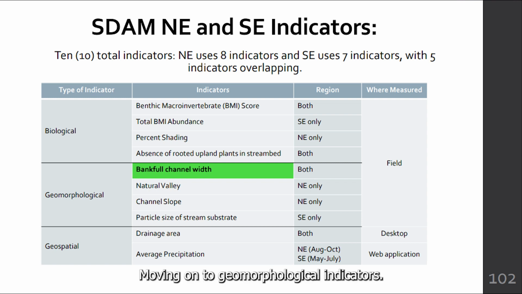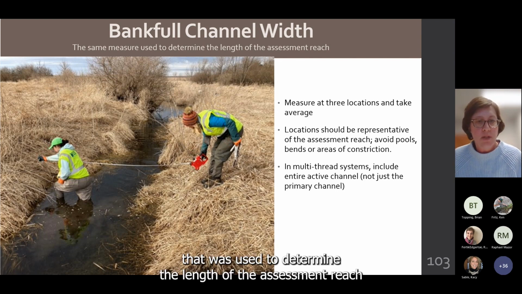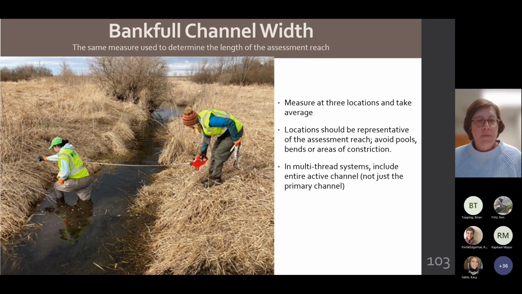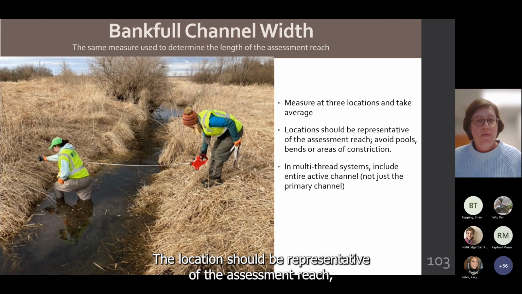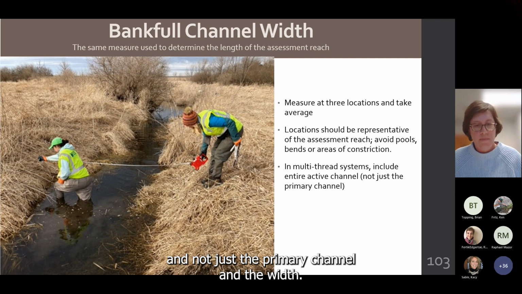Right, moving on to geomorphological indicators. We have bankfull channel width. This is used in both regions. This was the same measure that was used to determine the length of the assessment reach, where you measured 3 locations and you take an average. The locations should be representative of the assessment reach, avoiding pools or bends or areas of constriction. In multi-thread channels or systems, you would include the entire active channel and not just the primary channel in the width.